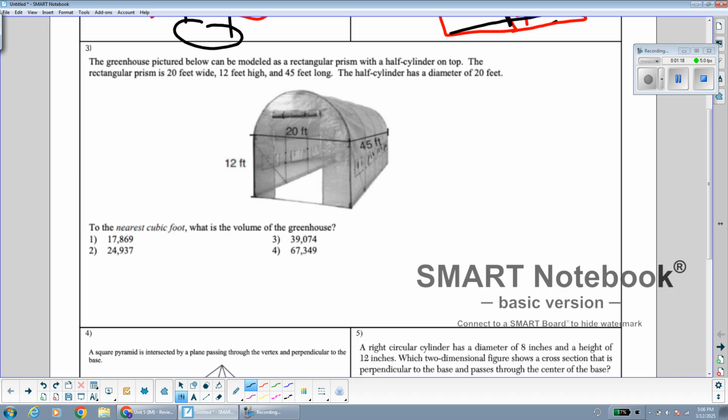Okay, checking out number 3. So we have a rectangular prism on the bottom and a half cylinder on the top. So just pay attention to what the different shapes are so you are using the right volume formulas. Okay, I see feet, feet, feet, and feet. Cubic feet. I always like to just make sure that my units are the same. I just look at all the units and see if any conversions are going to be necessary.